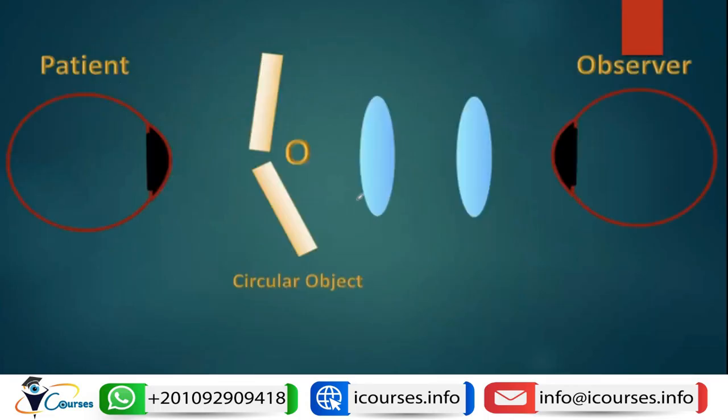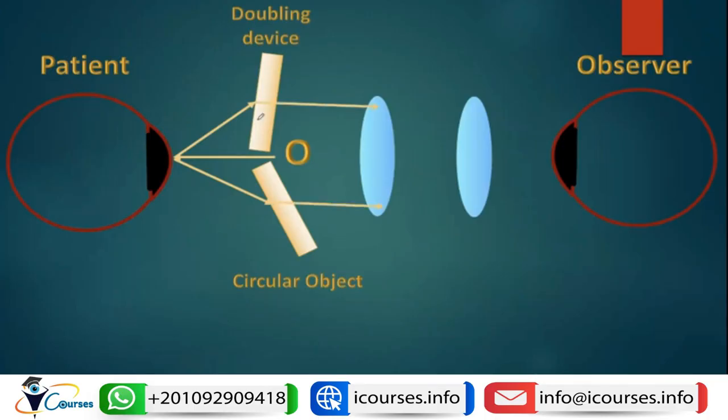So here is the optical principle of the von Young-Helmholtz. Here is the patient, here is the observer, and here is the object. This object is a circular object. Light passing from this object will project onto the cornea, producing an image over the cornea. Then, as an observer, I will be able to see this image not single, but double, because the image will be reflected through the parallel plates of glass, which act as a doubling device. So they will produce double images.